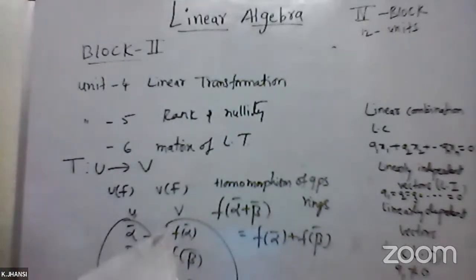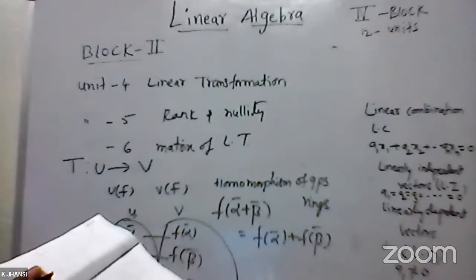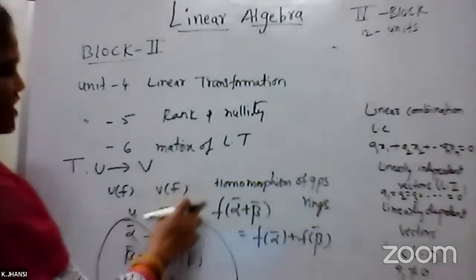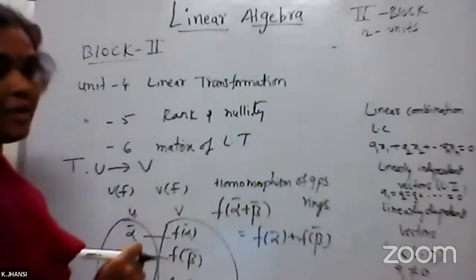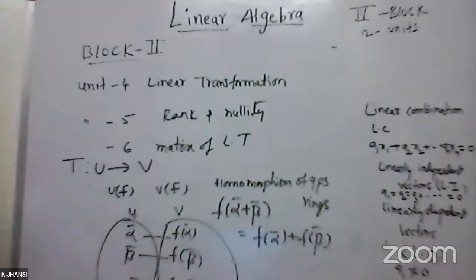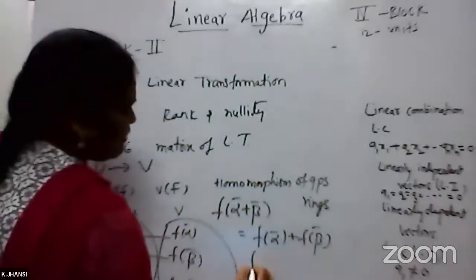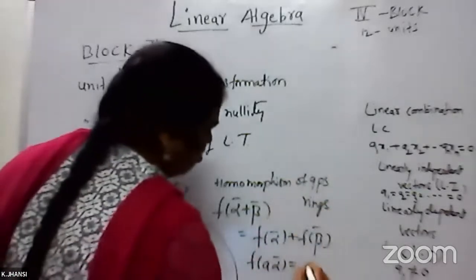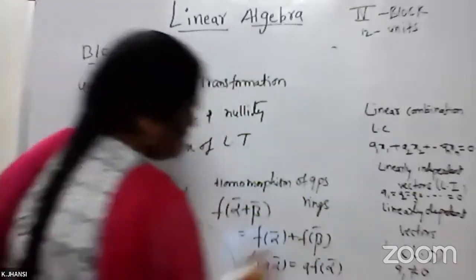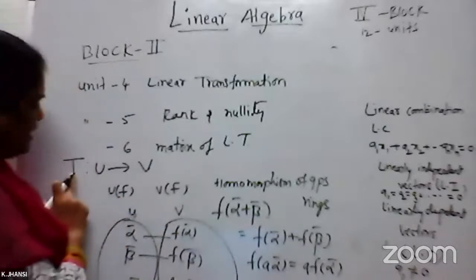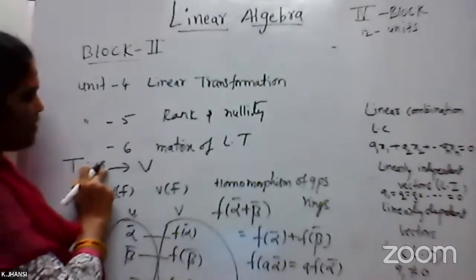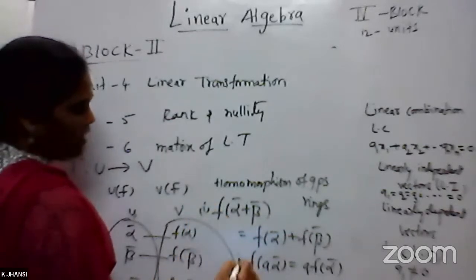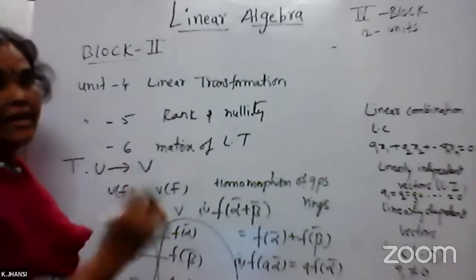So for any set to become a linear transformation, it has to satisfy two conditions. First one is f of alpha bar plus beta bar equals f of alpha bar plus f of beta bar. Another one is f of a into alpha bar equals a into f of alpha bar. If any set T mapping from U to V satisfies the first and the second condition, then it is called a linear transformation.